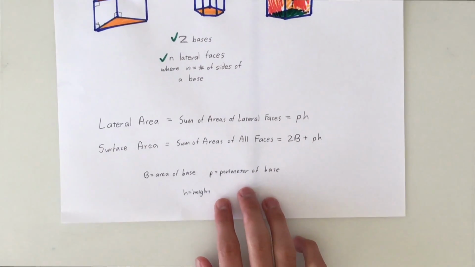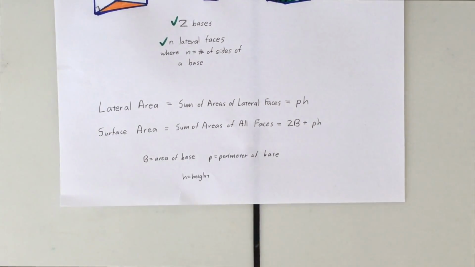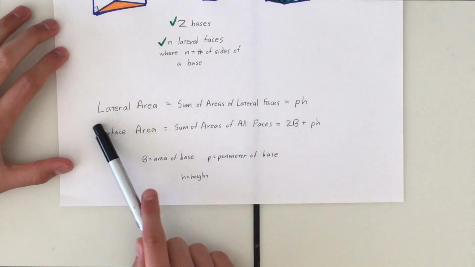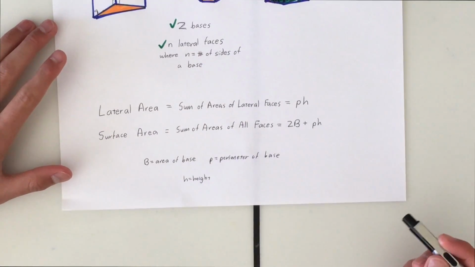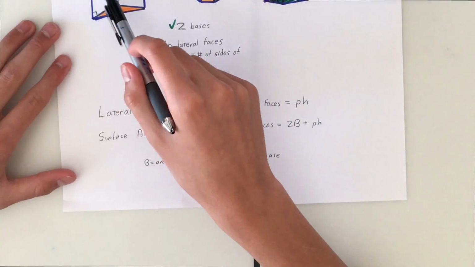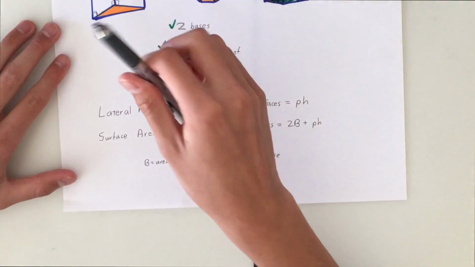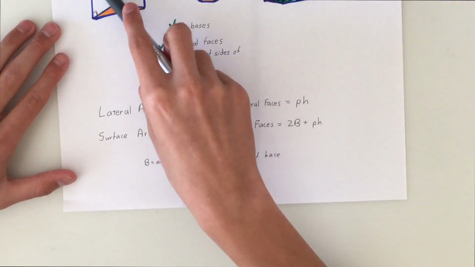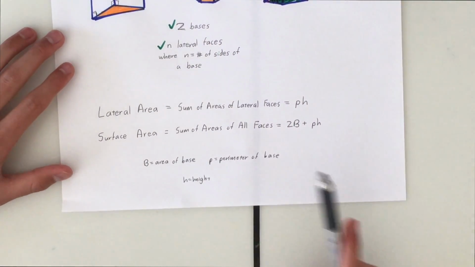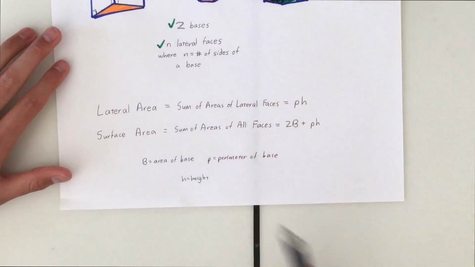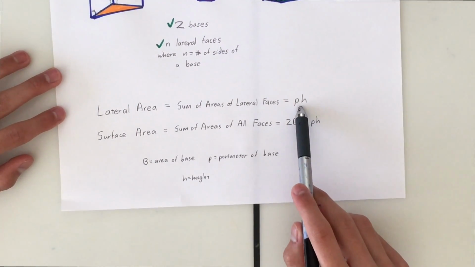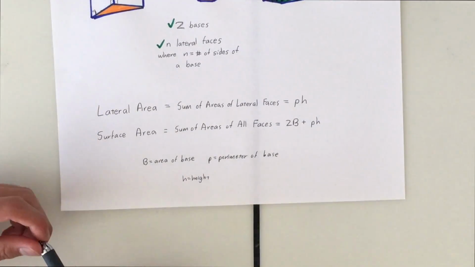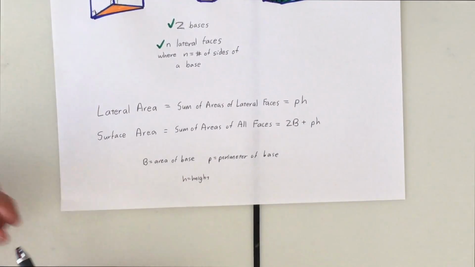So let's move on to the main concept, which is area. When we talk about area of a prism, we're either talking about lateral area or surface area. Lateral area is the sum of the areas of all the lateral faces. So we're just including these white faces right here. It's basically everything except the two bases. So to find the lateral area, you just need to follow the formula P times H, where P is the perimeter of the base and H is the height.